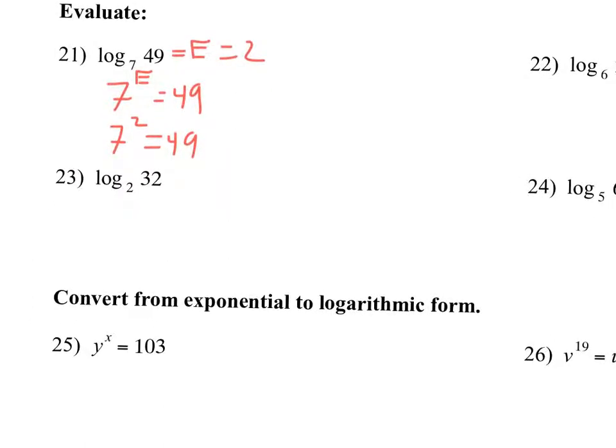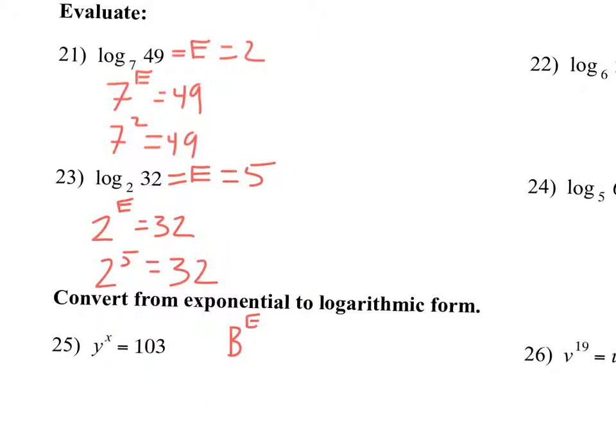Looking at 23, same thing. That's going to equal some exponent. 2 to the e is 32. That means that 2 to the 5th is 32. Our exponent is 5. For number 25, we're converting from exponential to logarithmic form. So we've got b to the e is equal to a, and our friend the log of some base of an argument is equal to an exponent.